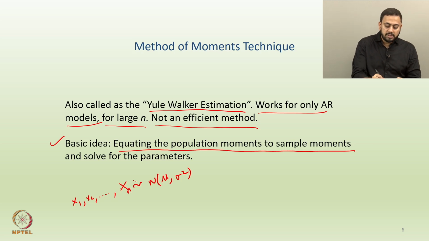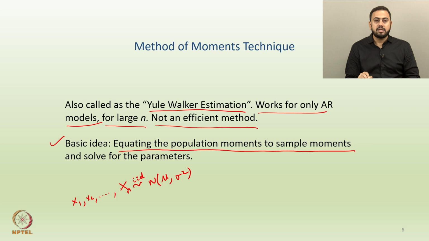Each of these random variables is IID, independent and identically distributed, and the distribution is normal. So, this is the problem. Now, the question is how do you estimate the underlying parameters, which are mu and sigma square. Here, if you go back to the basic idea that we discussed a short while back, you have to create those equations. What exactly are the equations?